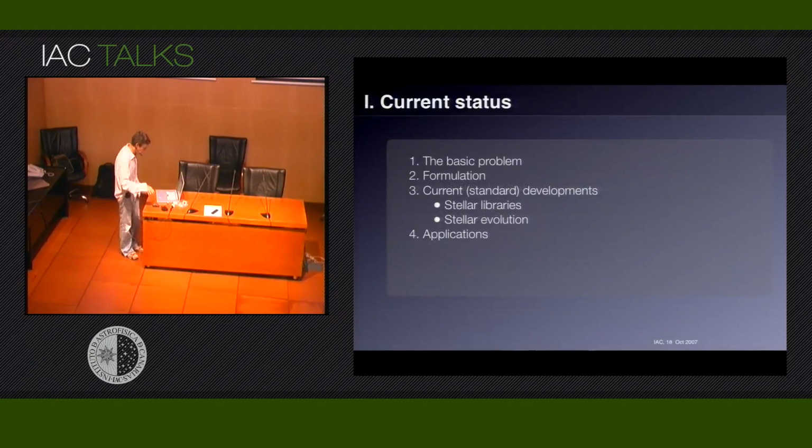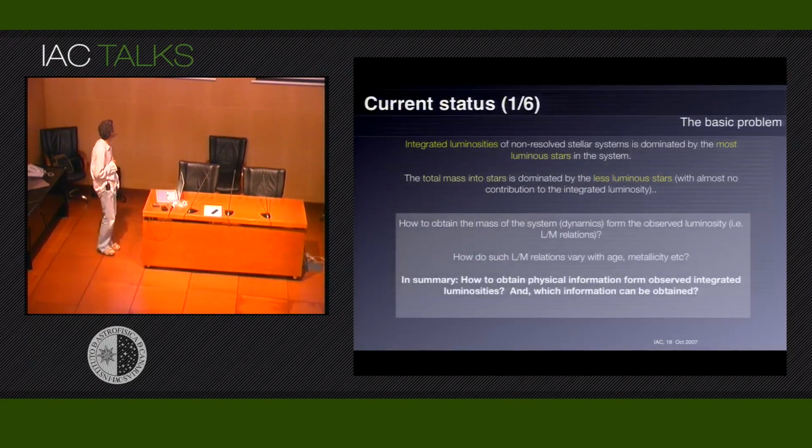So in the current status, I just want to show what is the basic problem of stellar populations. You have a galaxy, a stellar system, and you see the total luminosity from that system. More or less, this luminosity is dominated by the most luminous stars in the system. On the other hand, the total mass of the system is dominated by the low mass stars. So it's always the same problem in astrophysics.